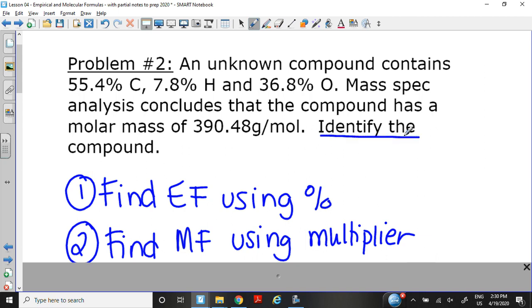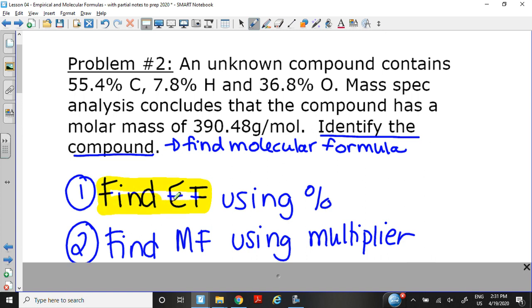If they're asking you to identify the compound, that means find the molecular formula. So, this question is different because they don't give you an empirical formula this time. They give you percent composition. So guess what? There's 2 parts to this question, and it's going to take a little bit of time to solve. So to find the first part of the information you need to find the empirical formula.